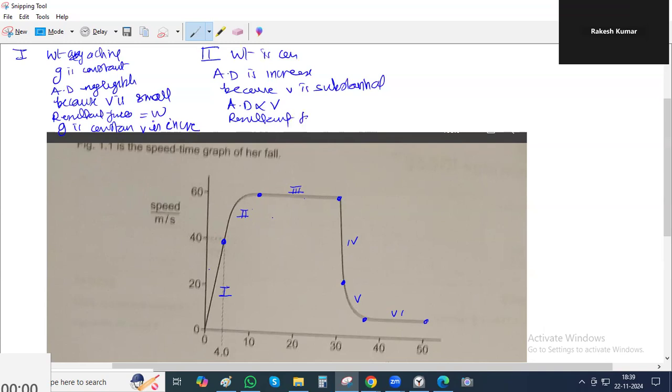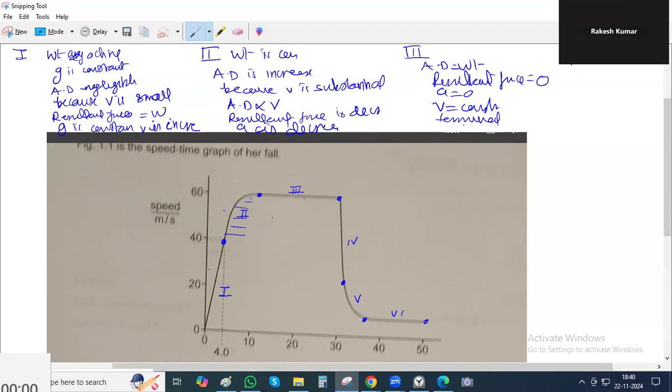Resultant force is decreasing, and so acceleration is decreasing, and so the slope is decreasing. Now it starts decreasing. The slope is decreasing here. Then in the third part, you say air drag has become equal to the weight, and resultant force is zero. Acceleration is zero. Velocity is constant. What's terminal velocity?